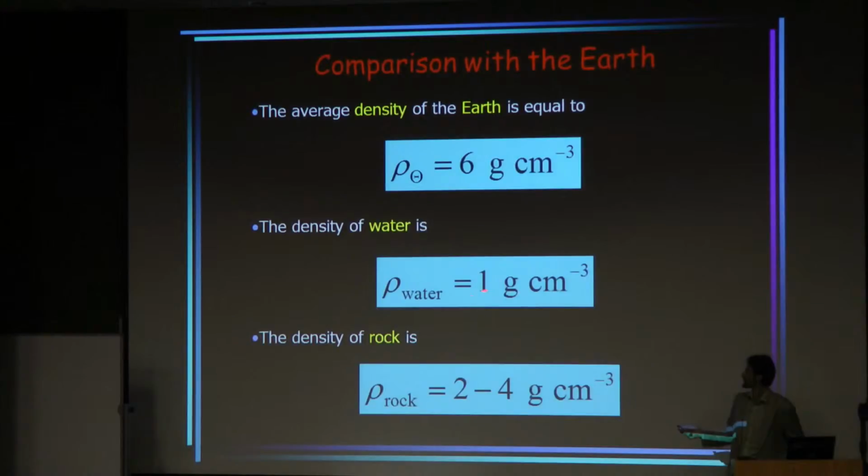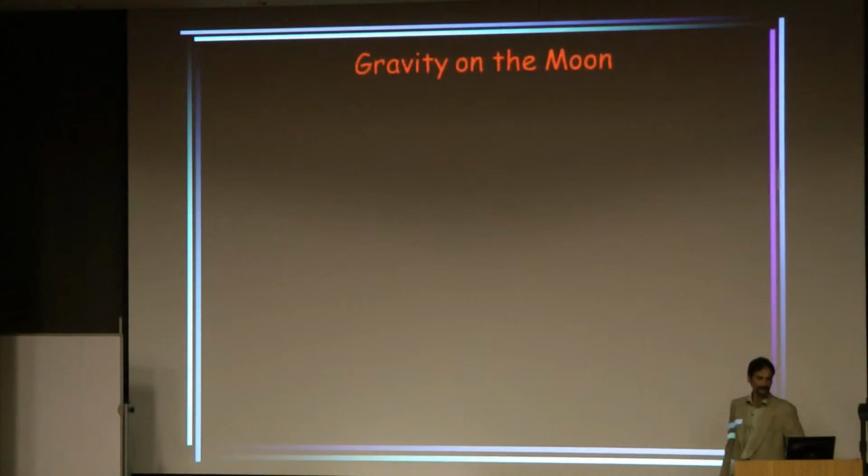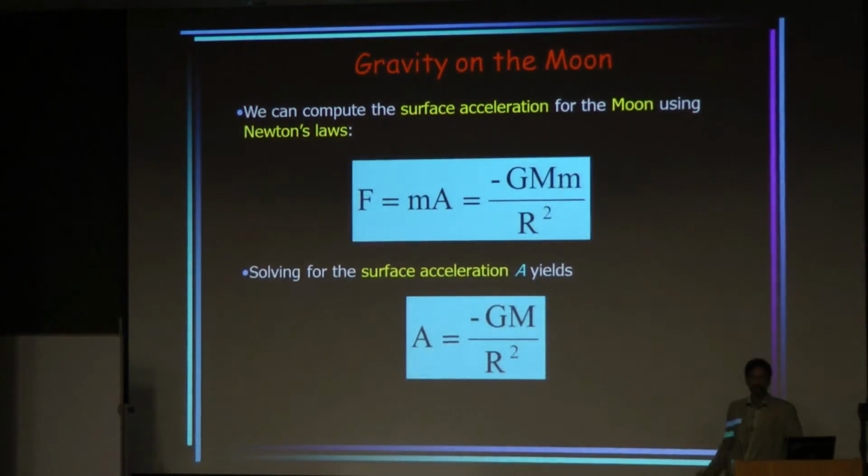Again, just some characteristic numbers. Density of water is around 1 gram per cubic centimeter. Surface rocks are in this range. And so, again, we know that the moon actually must have roughly a surface rock type of composition. Okay, so surface gravity of the moon.